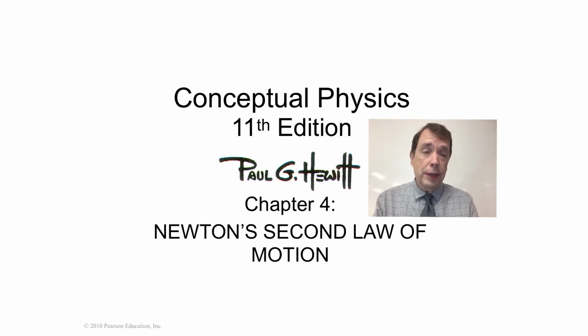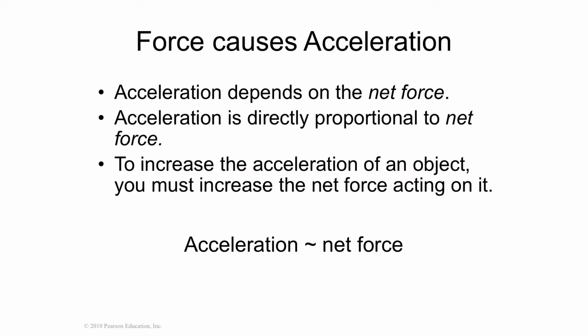We're also going to be looking at weight, what is weight, and also friction. How does friction oppose motion? So let's get started. The first thing that Newton was able to write down was that the acceleration of an object is based upon the force exerted on that object.